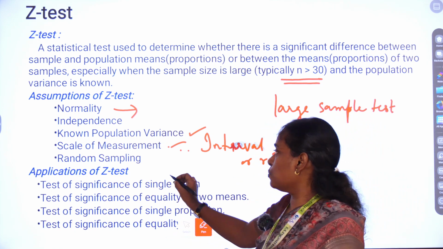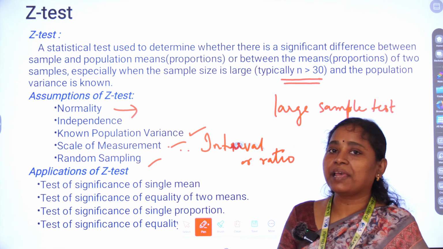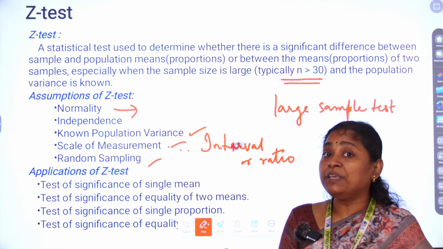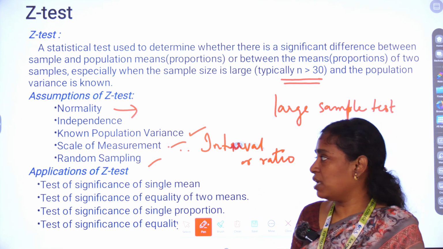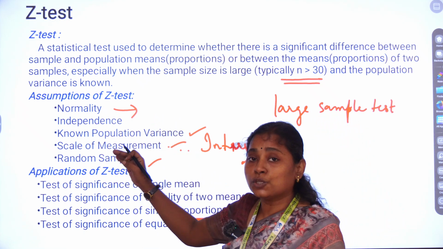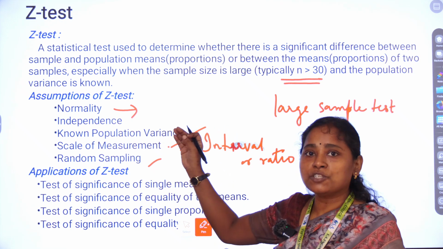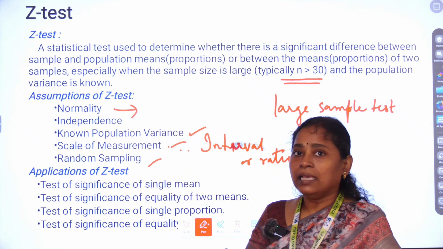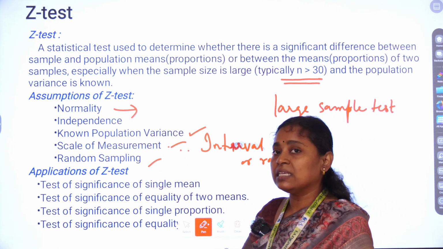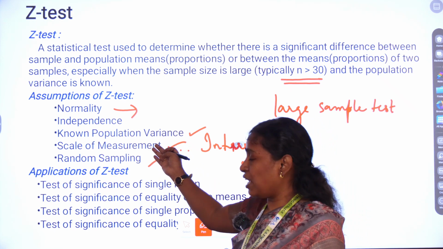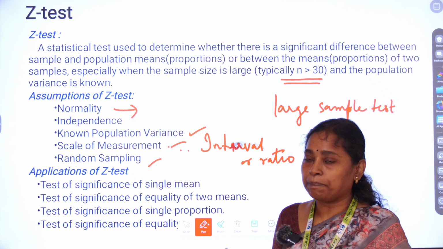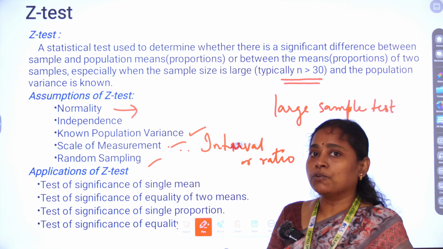Now next one is random sampling. What is meant by random sampling? Again, the sample should be randomly selected from the population. That is known as random sampling. Very important, these 5 assumptions should be satisfied. So what are the assumptions of Z test? Normality, independence, known population variance, scale of measurement and random sampling. These 5 assumptions have to be satisfied. Only when they are satisfied can you go for Z test.